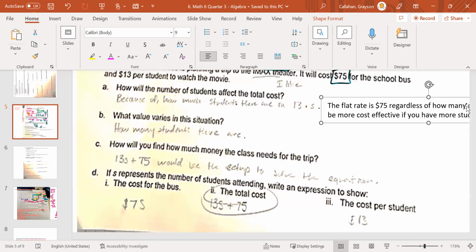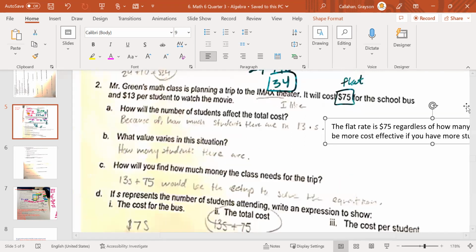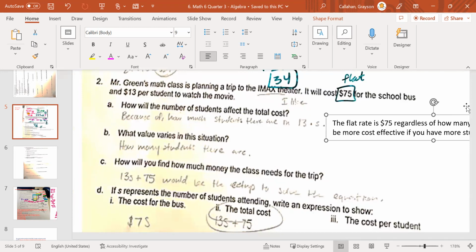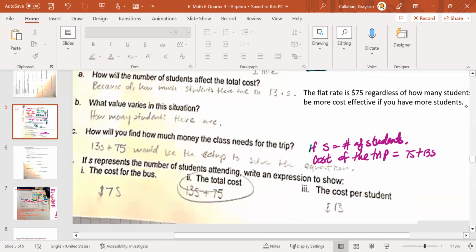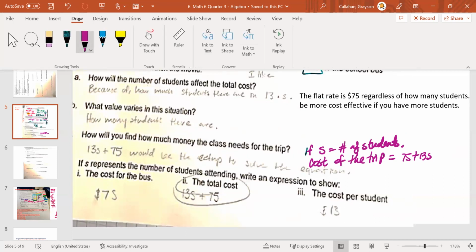What value varies in this situation? How many students there are? That's good. So yeah, the number of students. How will you find how much money the class will need for this trip? So if S equals the number of students, right? Then the cost of the trip is equal to $75 plus 13S, right? What you did, but make sure you put down S represents the number of students. You put an S right there, but we don't know what S represents, right? So you got to be careful with that.